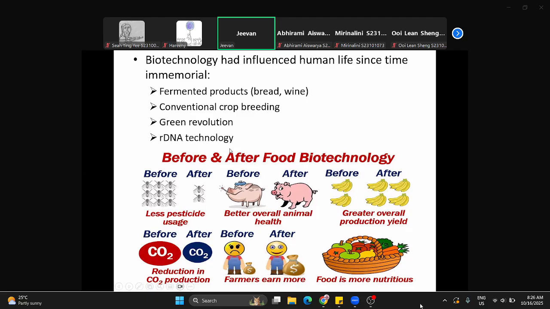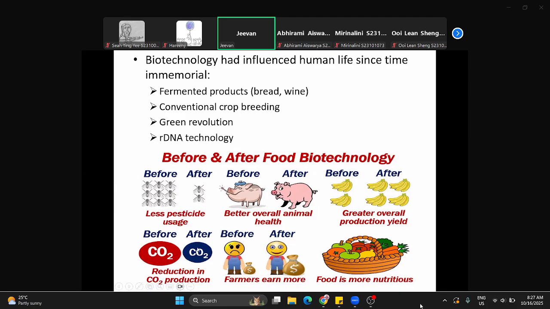And then the rDNA technology. This is still utilized in biotechnology. With recombinant DNA technology, genetic engineering, we have been able to continuously improve the crop products. So in this way, biotechnology is having a very big impact in the agricultural field. You can see here it is showing how the crop industry or the food industry was different before and after food biotechnology.